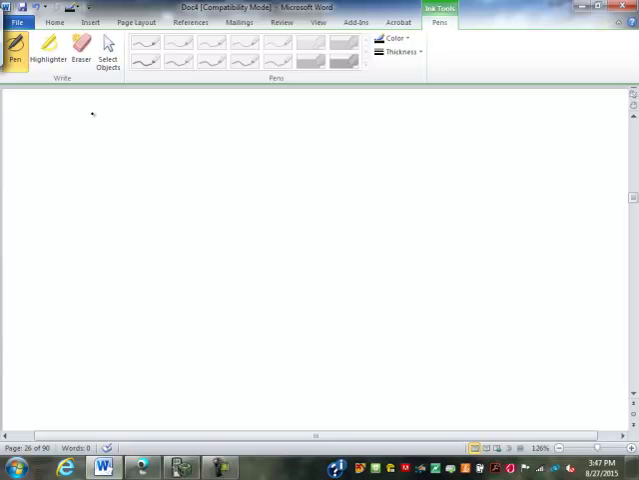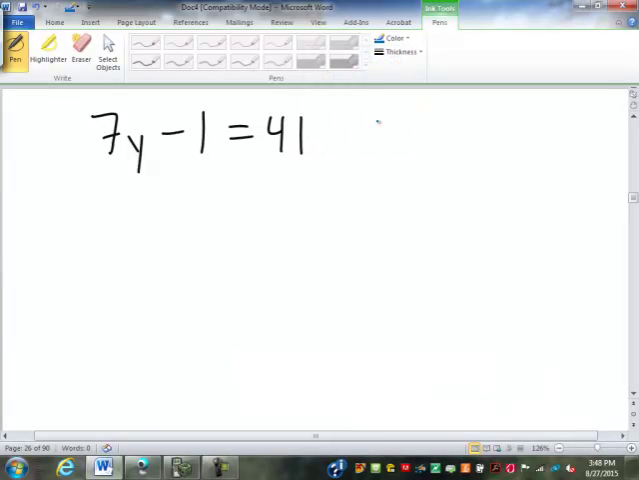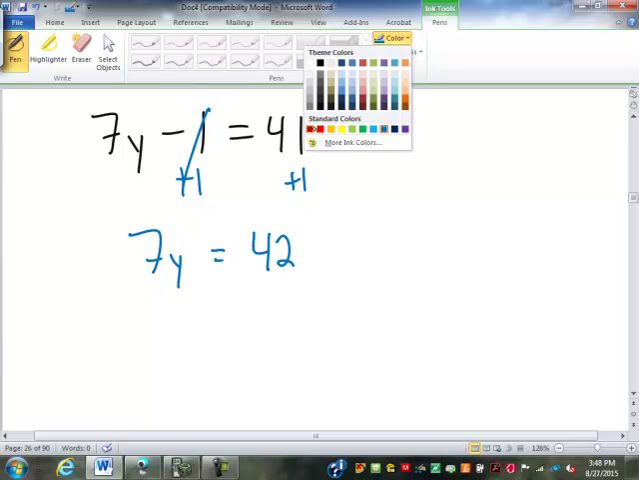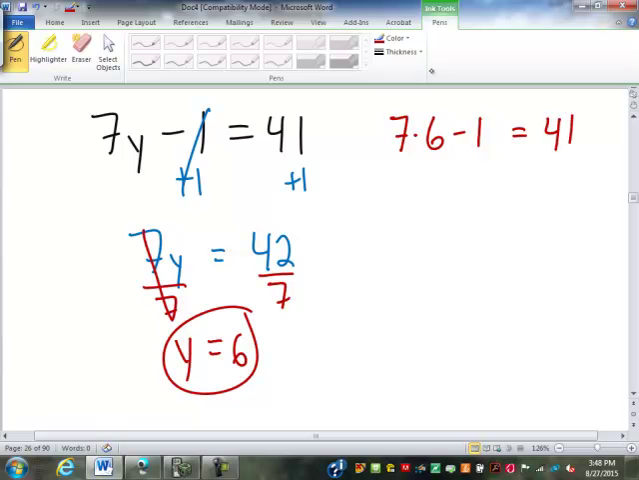So then, let's have you try one. I'll give you guys a couple minutes, see what you come up with on that one. So where do we start? Add 1. Okay? So 7y equals 42. And then we divide by 7. Good. y equals 6. To double check it, this would be 7 times 6 minus 1 equals 41. 7 times 6 is 42 minus 1 is 41.